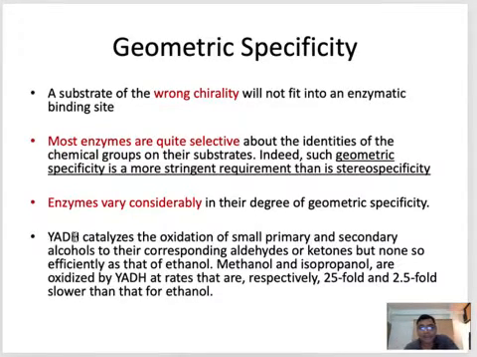One example is YADH. It's an enzyme that catalyzes the oxidation of small primary and secondary alcohols and produces aldehydes or ketones. But this enzyme is most efficient for ethanol. When it catalyzes ethanol, it's very fast. But when it catalyzes methanol or isopropanol, the rates of those catalytic reactions are 25-fold or 2.54-fold slower than the rate for ethanol.